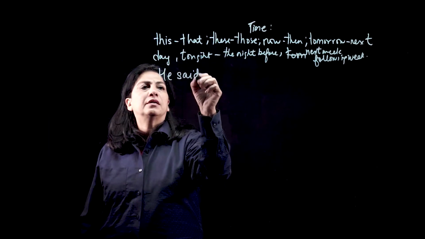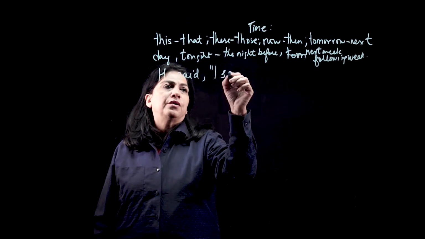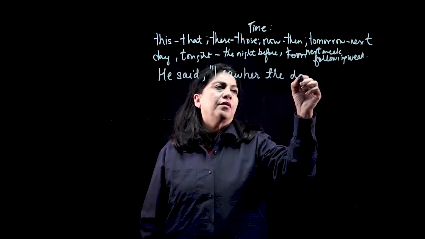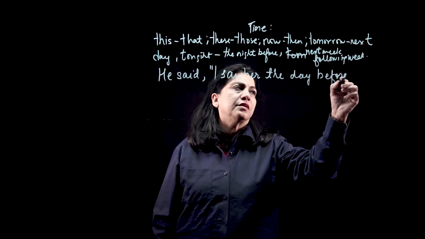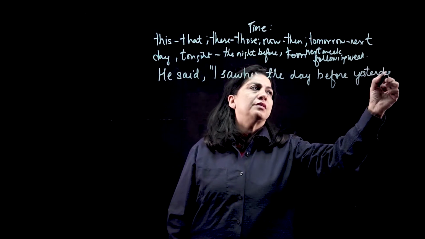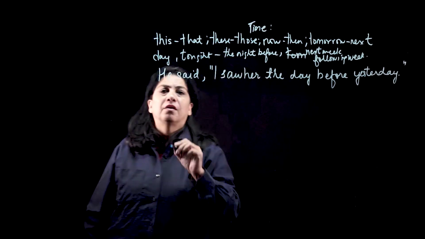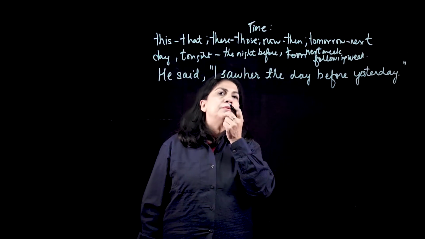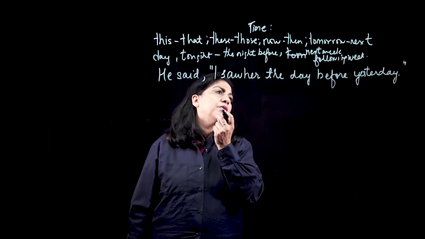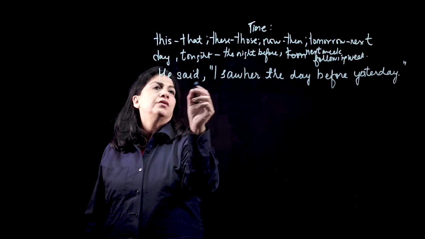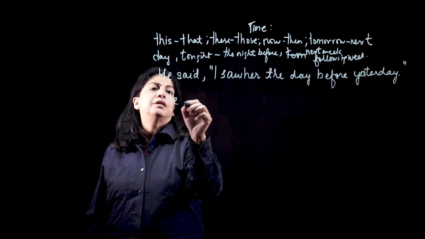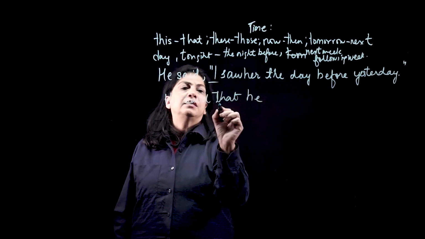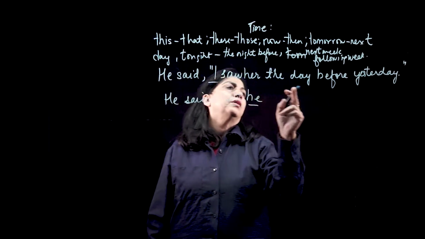He said, I saw her the day before yesterday. The day before yesterday. Now, if you have to make it indirect, we need to change it. He said that, I will change to he. We've added the conjunction that: he said that he saw her the day before yesterday.